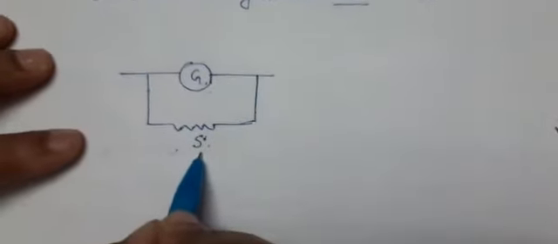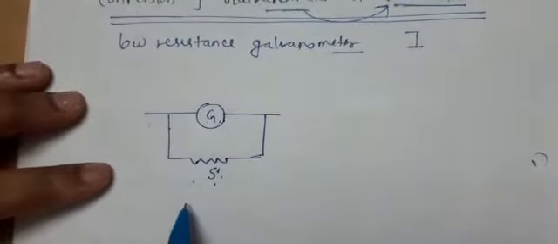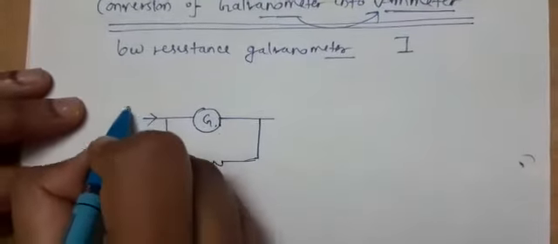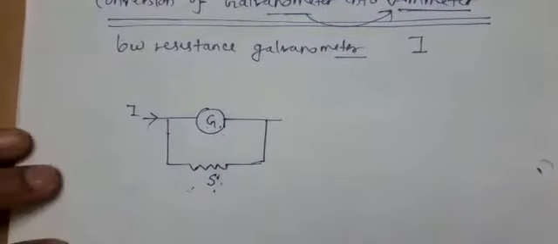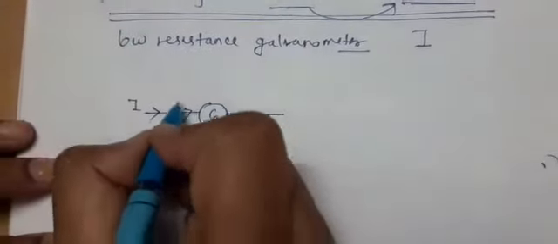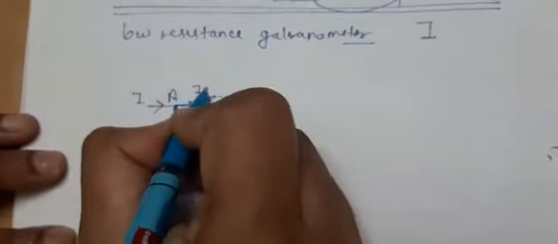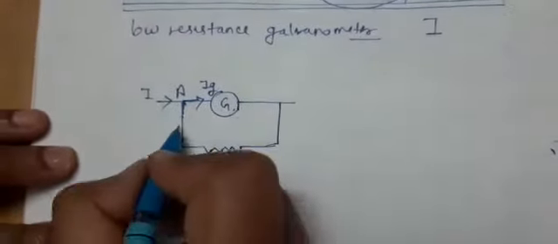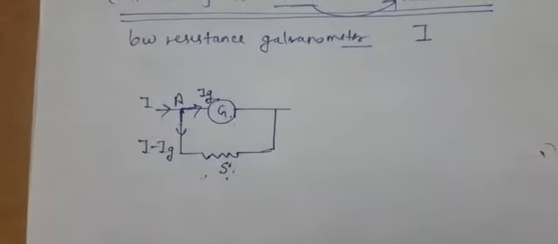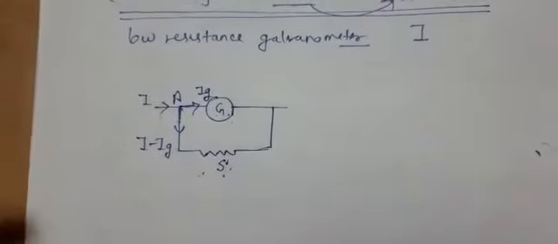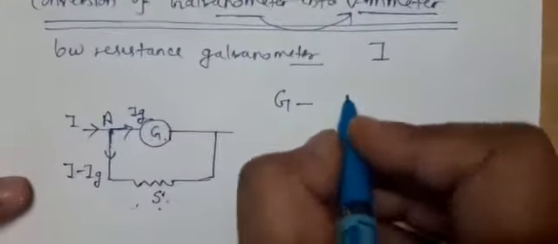What will be the current flowing through the galvanometer in this arrangement? Let me take I as the current passing through the circuit. Now let me take that the current divides at point A. At point A, Ig is the current flowing through the galvanometer, and the remaining current, I minus Ig, will flow through the shunt resistance. So here we are discussing a few specifications.